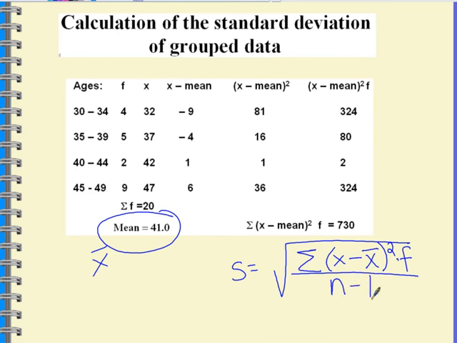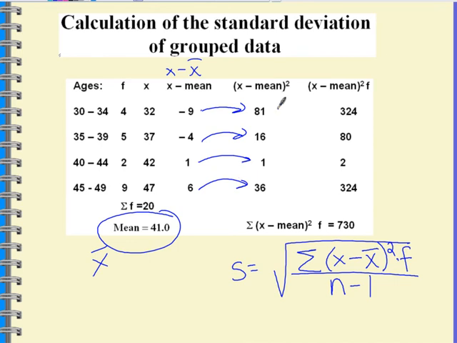So I did a similar process to what we did last section to find your standard deviation. You've got your x minus your averages. So 32 minus 41, negative 9. 37 minus 41 to get negative 4. 42 minus 41 to get 1. 47 minus 41 to get 6. Go through and square those numbers to get 81, 16, 1, 36. Okay, very similar to what we've done before.